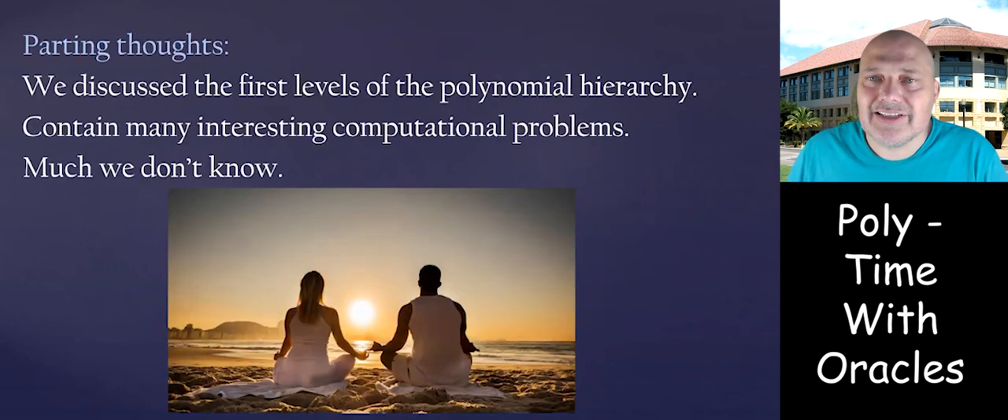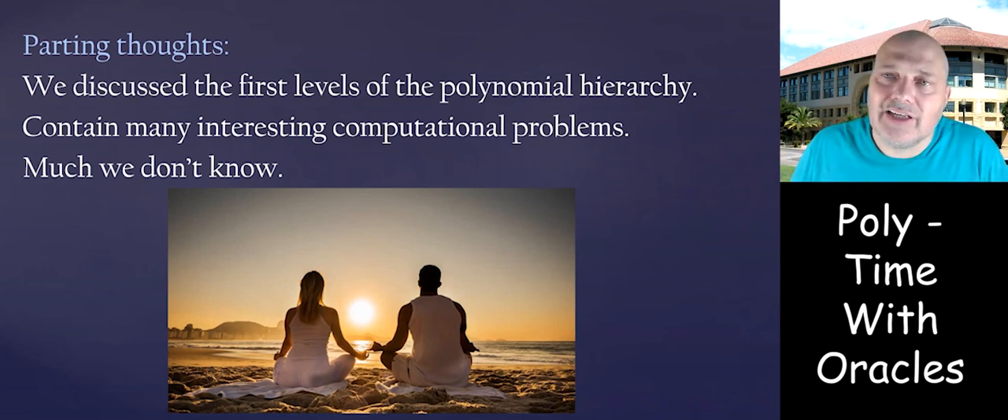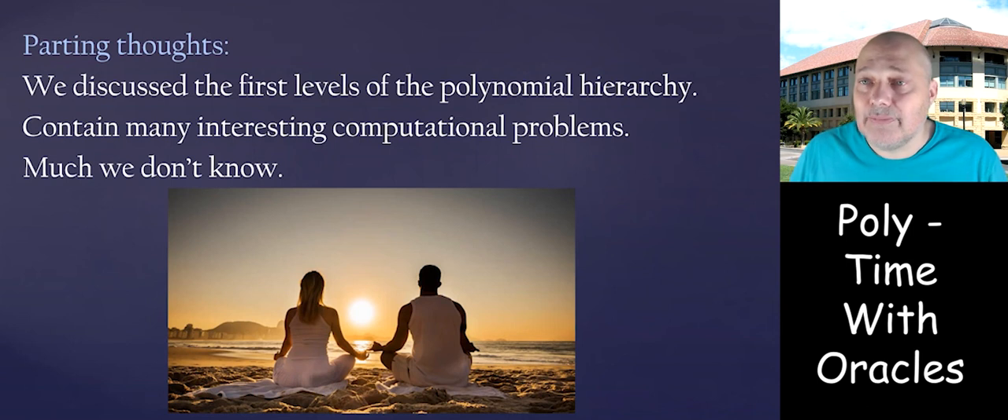So we discussed the first levels of what's known as the polynomial time hierarchy. It contains many interesting computational problems, and there is a lot that we don't know about it. We don't know if this hierarchy contains new problems whenever we go up, or at some point perhaps it collapses. So at some point you don't get anything beyond.